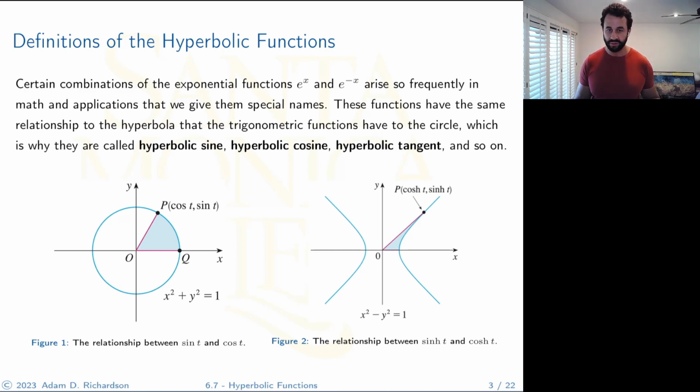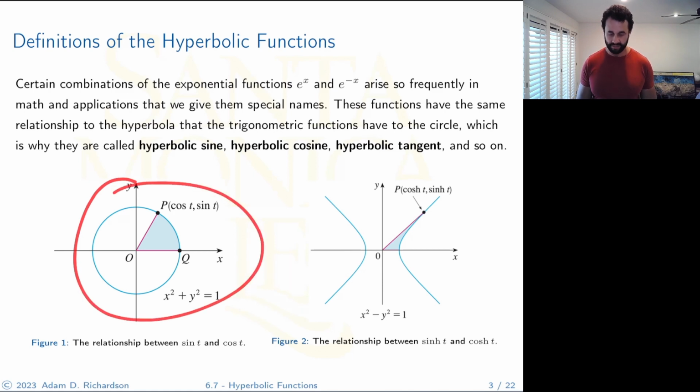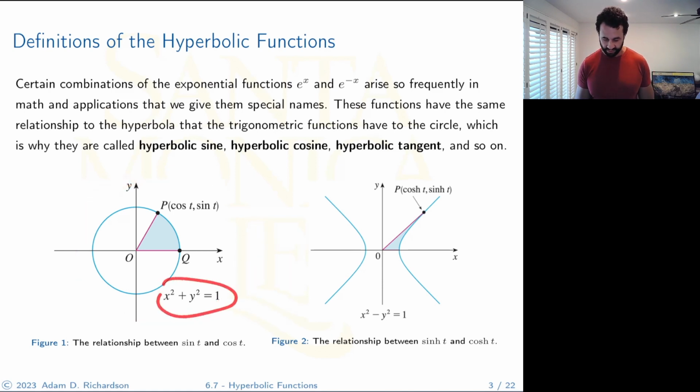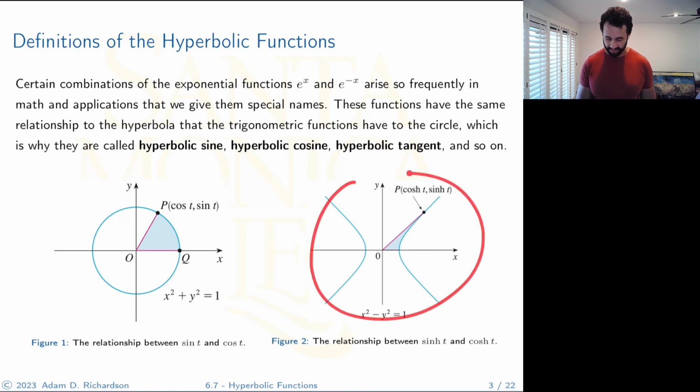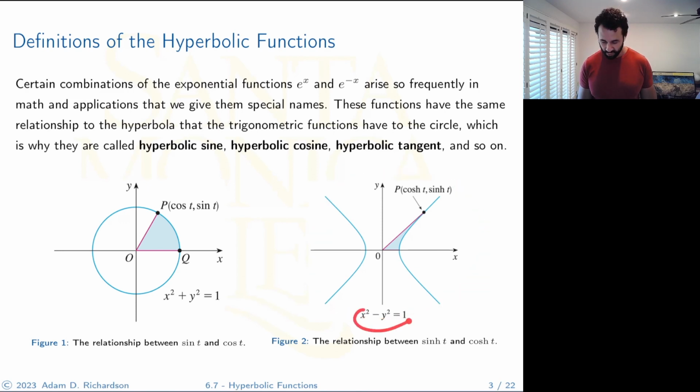So the usual trigonometric functions are all about the unit circle. They're derived from this relationship and the vertical and horizontal displacement. The hyperbolic trigonometric functions are derived from this hyperbola, which is given by this relationship, and they're defined as the vertical and horizontal displacement of that point. That's why they have the name hyperbolic sine, cosine, tangent. Now that we've seen the geometric interpretation, what are the actual formulas?